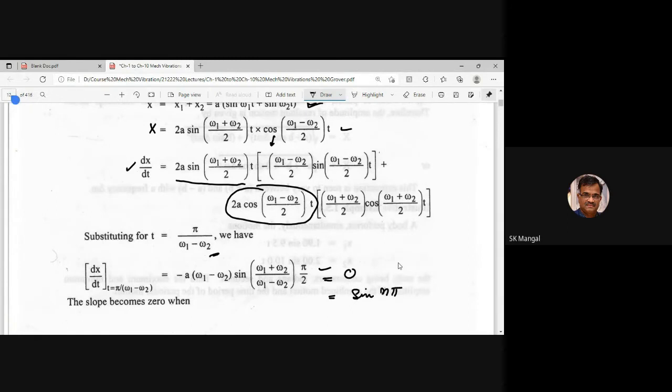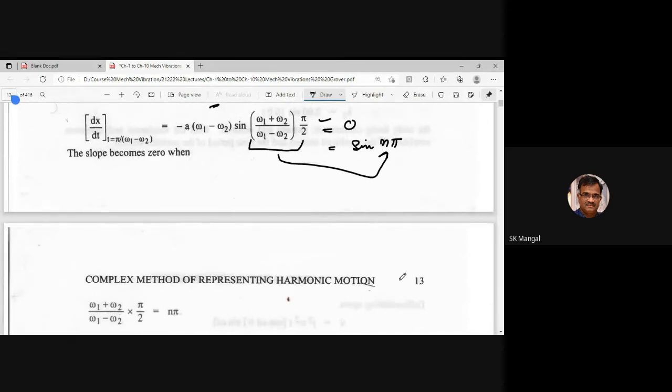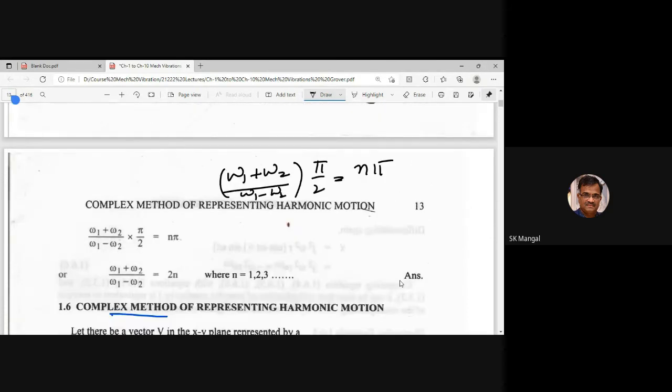It means when this complete term is equal to n pi, then your slope will become 0 here. And when you open this, it becomes simply omega 1 plus omega 2 upon omega 1 minus omega 2 into pi by 2 is equal to n pi, and you can find the desired expression which you need here. This is nothing but you are getting this equation here. So you can do the problem like this.